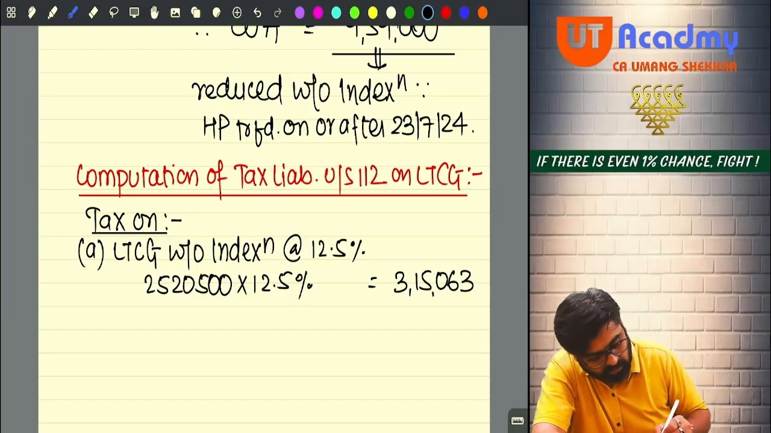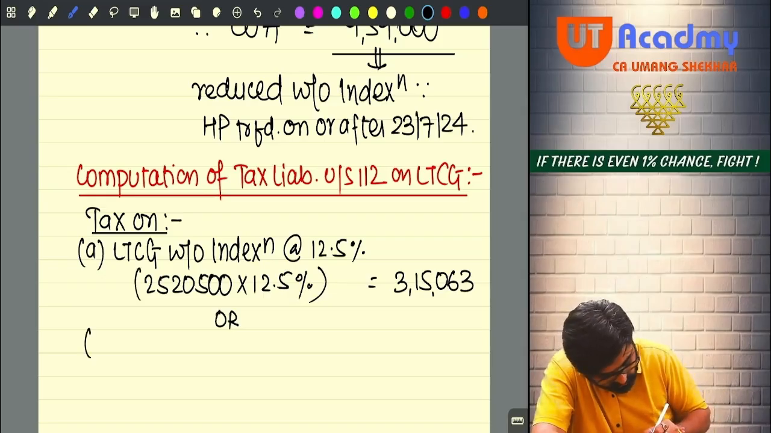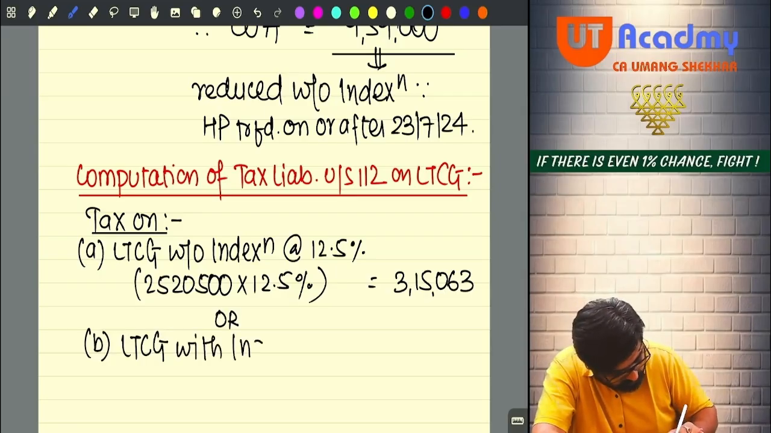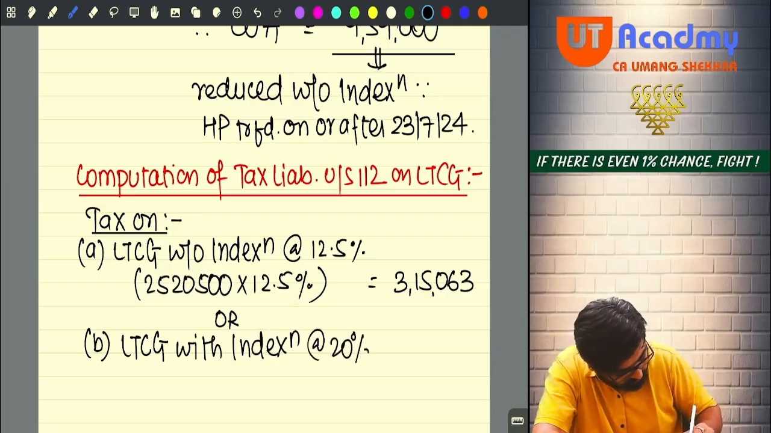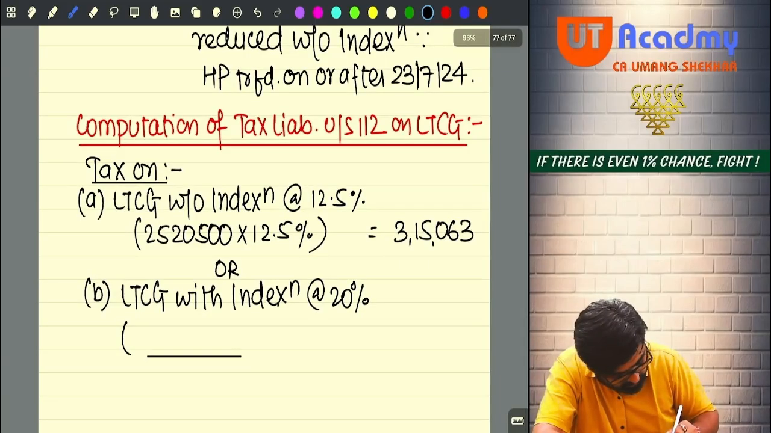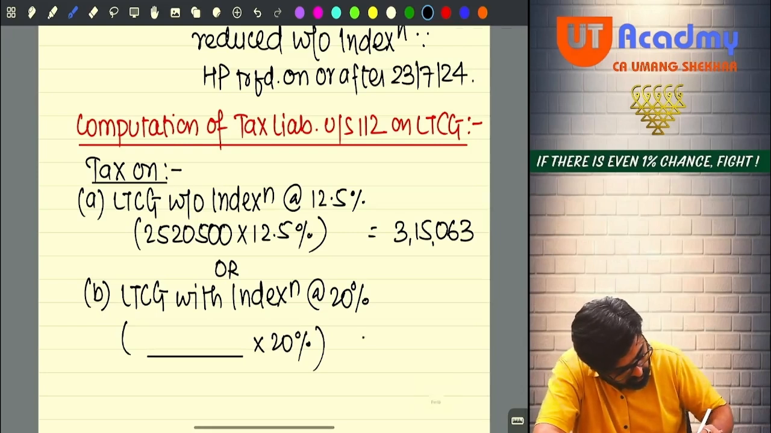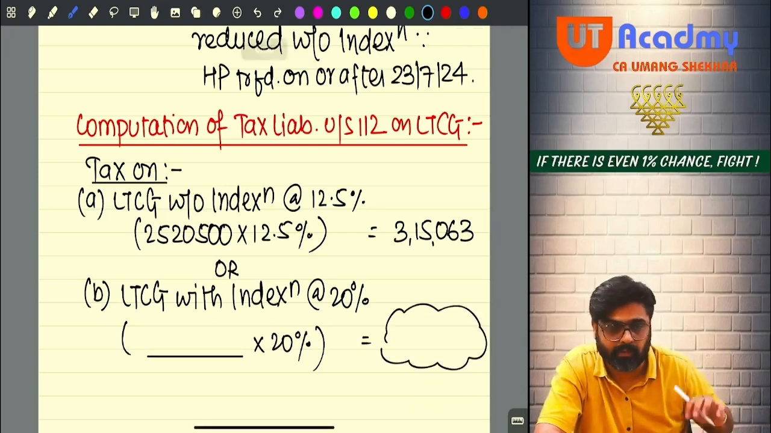So now what will I do? I will calculate this tax which I have calculated. Okay, now I will calculate one more tax: LTCG with indexation at the rate of 20%. So for that, now I would require this LTCG amount with indexation into 20%. So now this tax will come. Done, no? Fill in the blanks.